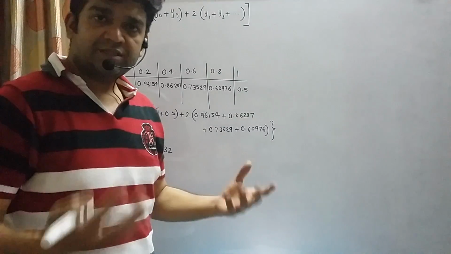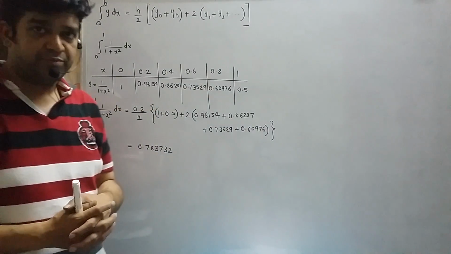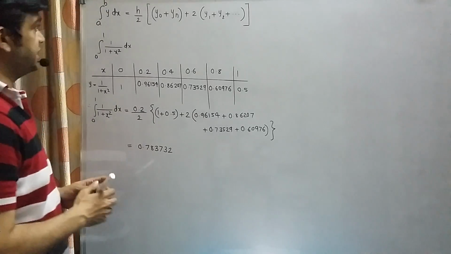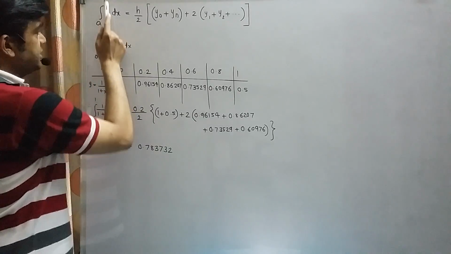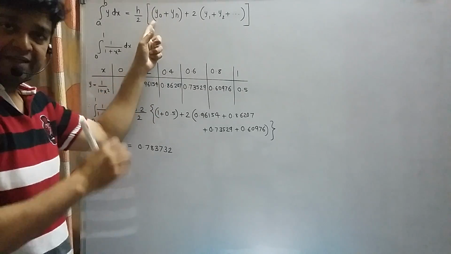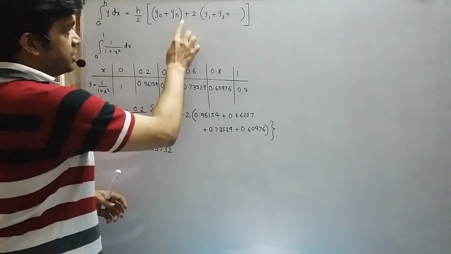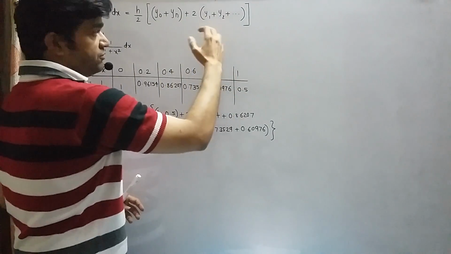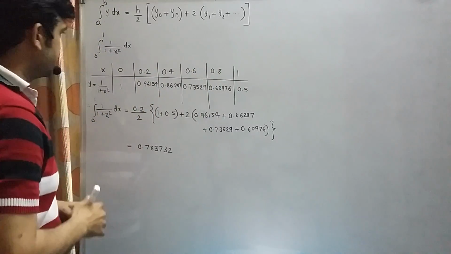Hello friends, let's discuss one more example on trapezoidal rule. Let's recap the rule. Integral a to b y dx is h upon 2 times the sum of the extreme ordinates plus 2 times the sum of the remaining ordinates.